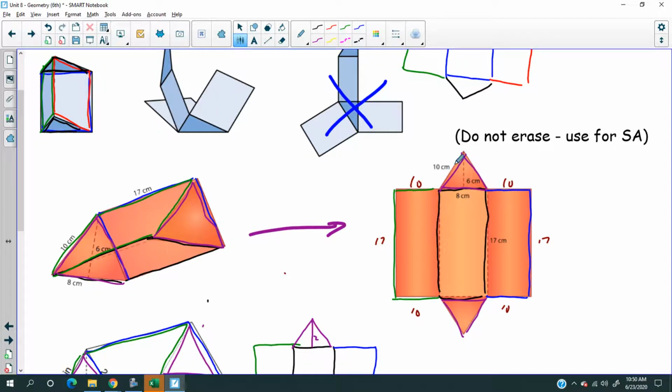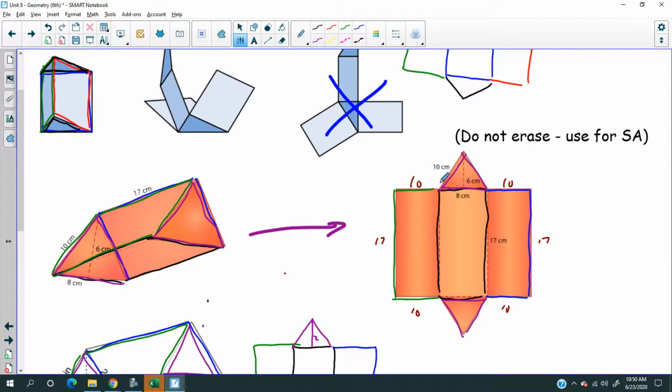I don't know why they need to tell me that this is 10. Is that even necessary? Oh yeah, because I need to know that these two are the same length. Imagine if you were to fold up the net, these two sides would be attached to one another. So that's why these have to be 10. All right, let's get to work.